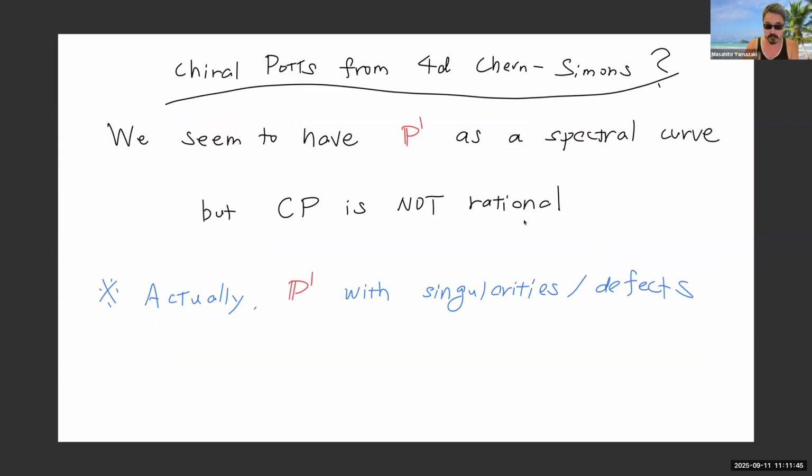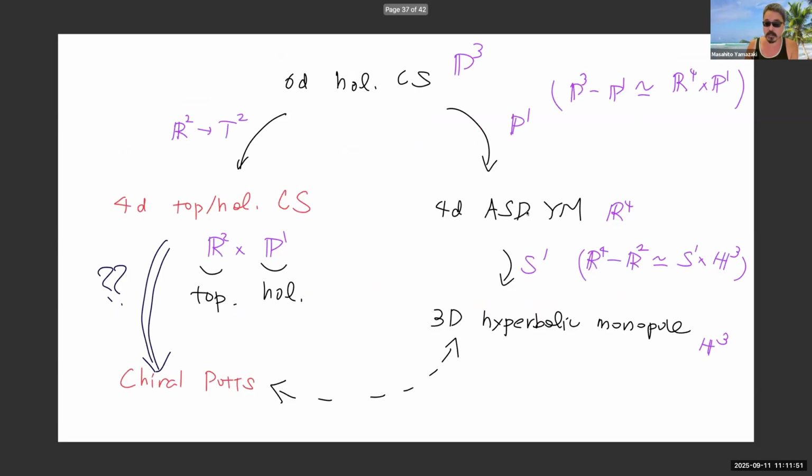is actually not just P1, but P1 with a lot of singularities, defects and branch cuts. And this is related to some of the subtleties, which I didn't emphasize too much here. So for example, when we relate P3 to R4 times P1, I have to take out the P1, which corresponds to infinity in the twisted space. Or when you reduce the 4D to 3D, the hyperbolic monopole, you have to take out R2 in terms of R4. So these look like singular defects inside it.